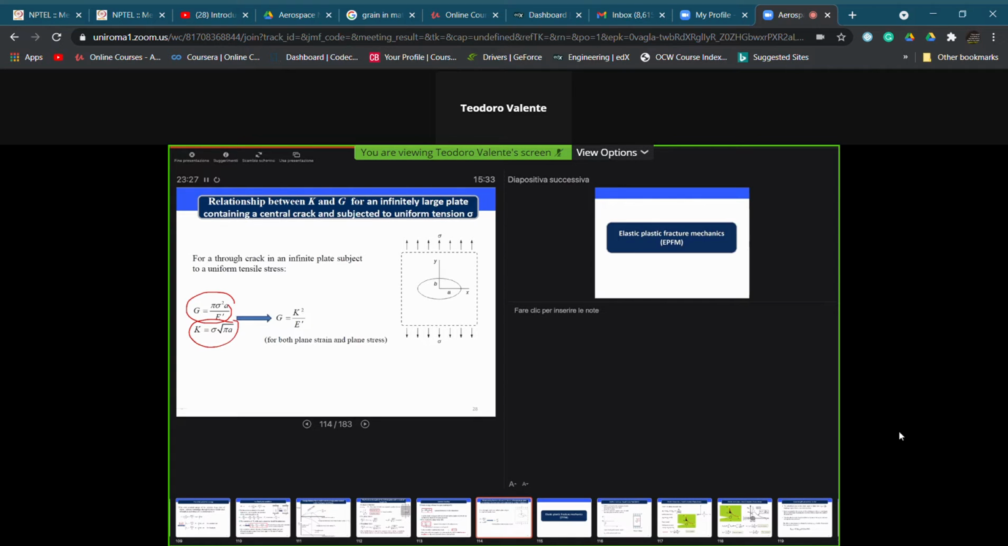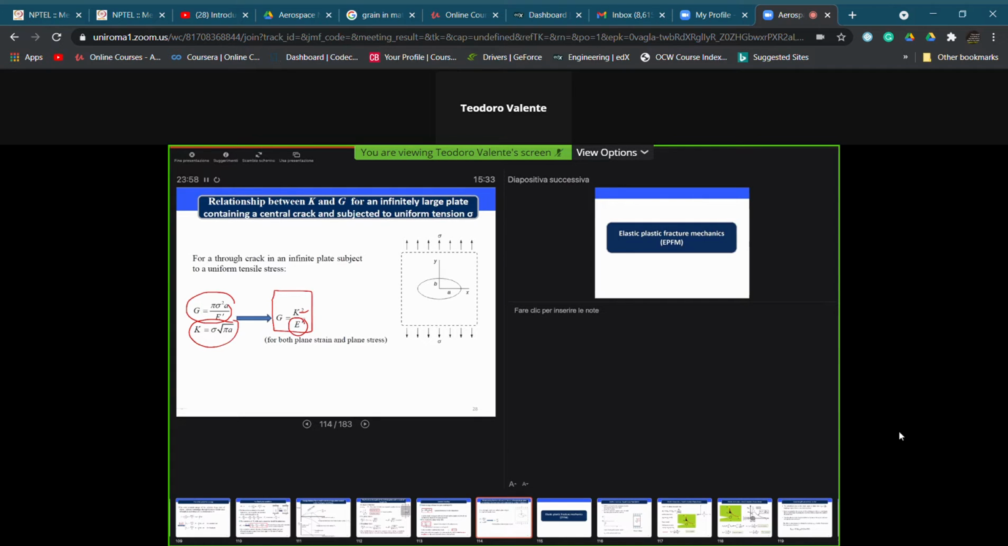We have seen it. And so we can derive that the value of the strain energy release rate is just equal to the stress intensity factor squared divided by the Young modulus of the material itself. So they are quantities which are obviously not independent, but we can calculate one from the other.